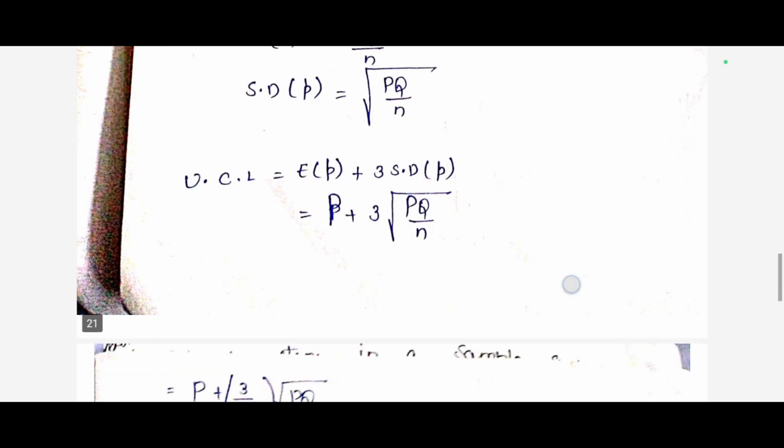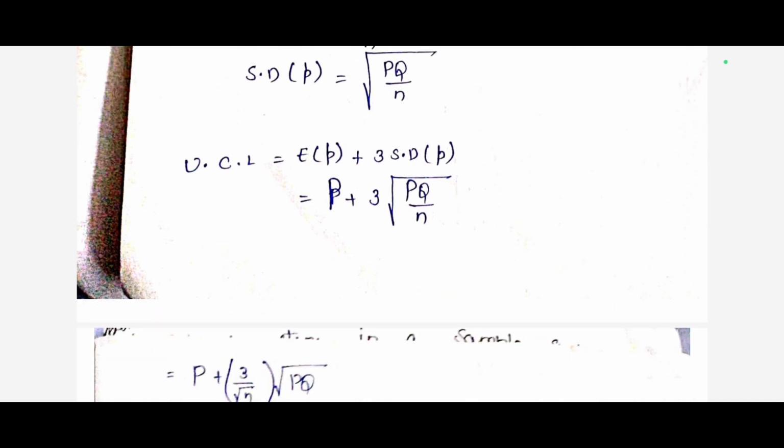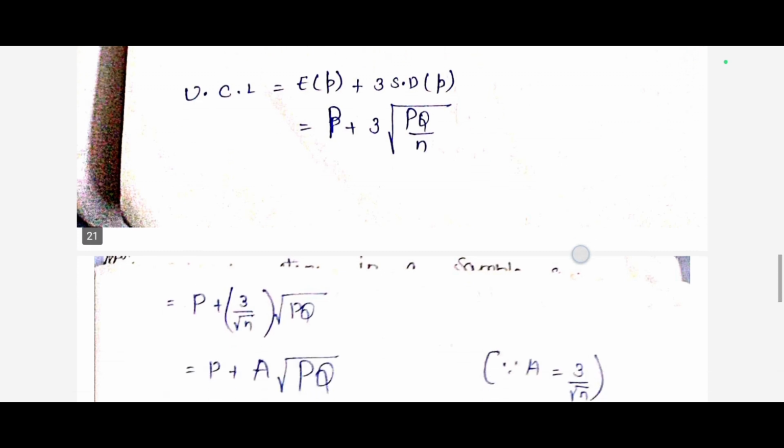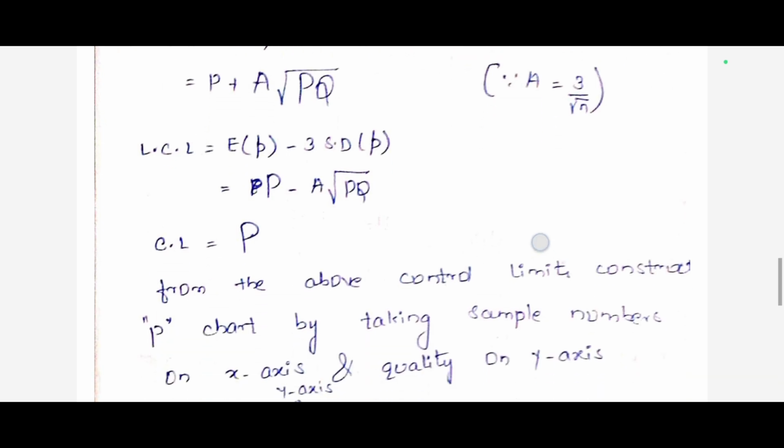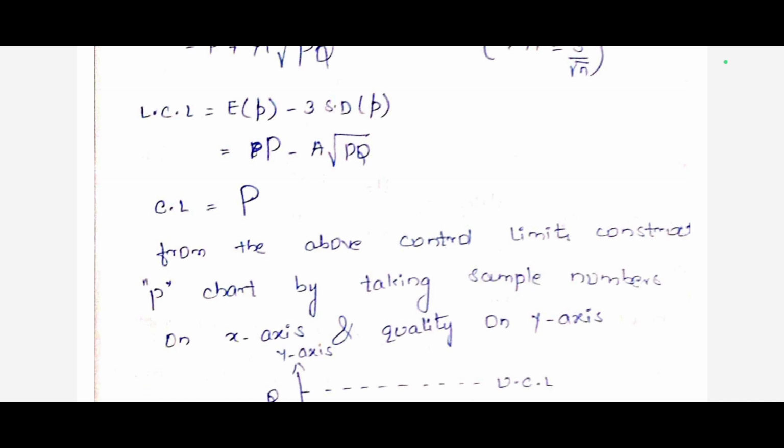For this, the 3 sigma limits: the upper control limit UCL is equal to the expected value of p plus 3 times the standard deviation of p. So capital P plus 3 times the square root of PQ divided by n. Writing 3 divided by root n as a, the UCL is P plus a times the square root of PQ, and the LCL will be P minus a times the square root of PQ. The central line CL is P.